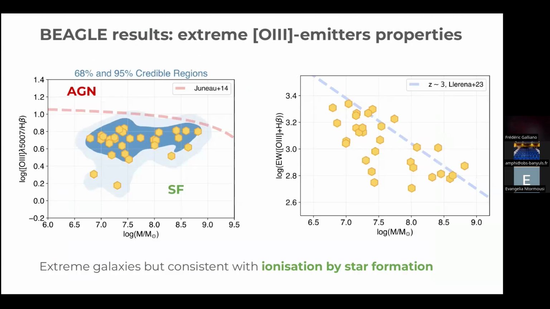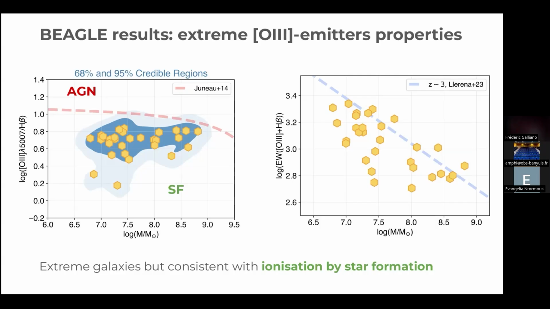Hi, everyone. I'll talk a little bit about how to use results from Beagle to infer the properties of the galaxies in our sample. First of all, as Zoraida has just said, we are selecting the most extreme galaxies in our catalog. So one may wonder, are they all AGN? That's why we took the masses and emission lines from Beagle to build a mass excitation diagram.